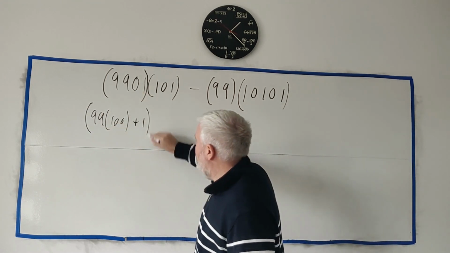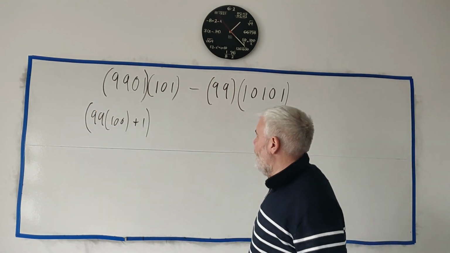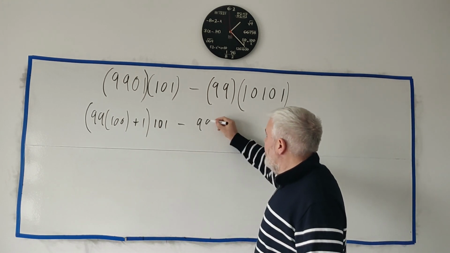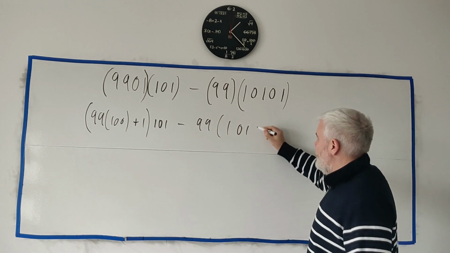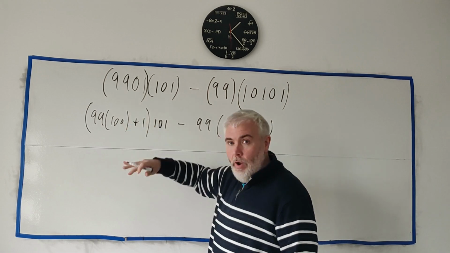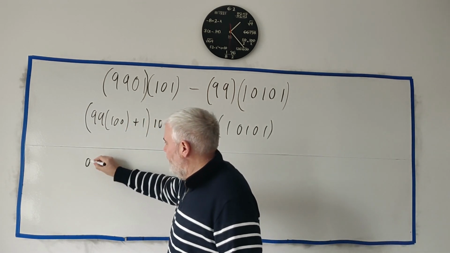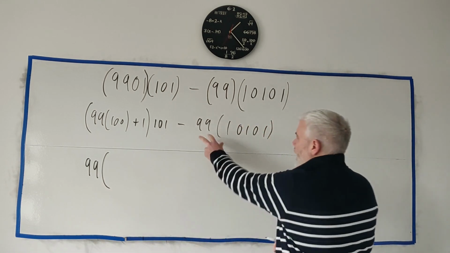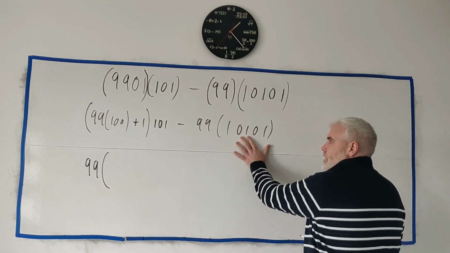Now we'll keep that in its original multiplication bracket. That's going to multiply by 101. Then take away 99. Nothing will change on this side. Now that I've isolated 99, let's go ahead and isolate it from everything. So we have a 99, and what multiplies by that 99? This one will be quite easy, it's just this one number.